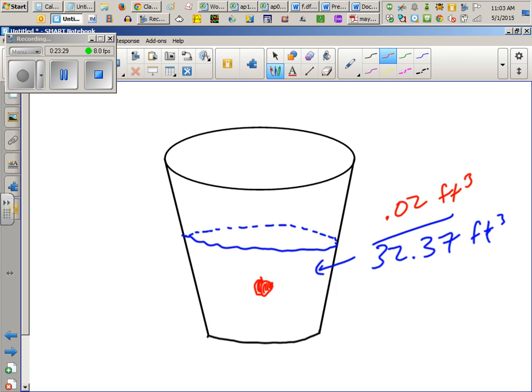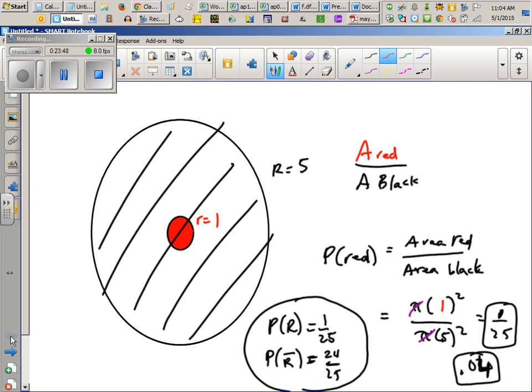This wouldn't happen in a classroom. If I said, what's the probability of me picking a girl, you wouldn't say, oh, well, it's 0.02 girls out of 32.37 people. Those are discrete. See, humans are counted in ones and whole units. So that's the idea of discrete versus continuous. But the same theories apply.